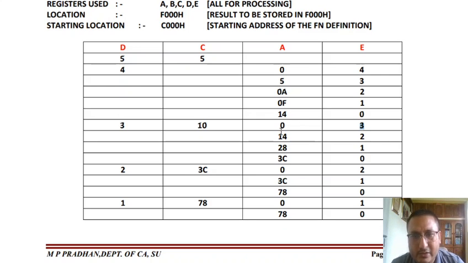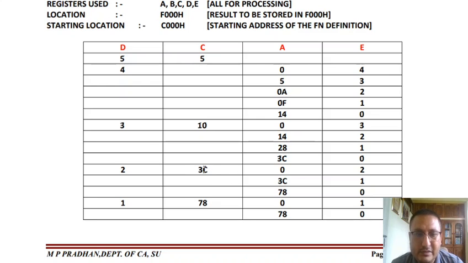Now again the value of a starts from 0. So 0 plus 20 is 20. The value of e becomes 2. 20 plus 20 is 40. The value of e becomes 1. 40 plus 20 is 60. So this 3c is 60. Now the value of e becomes 0. The iteration terminates. Now this 3c is to be added in the next iteration.